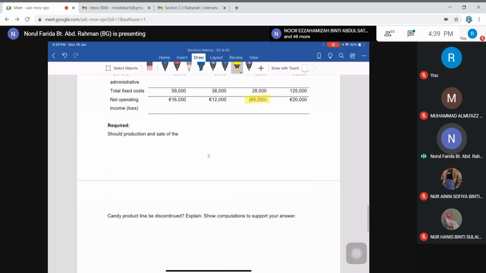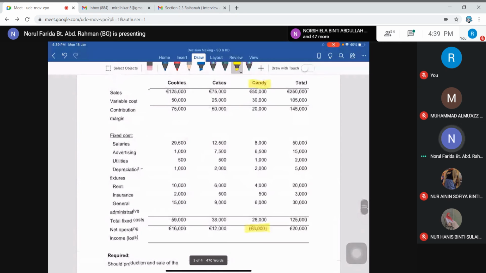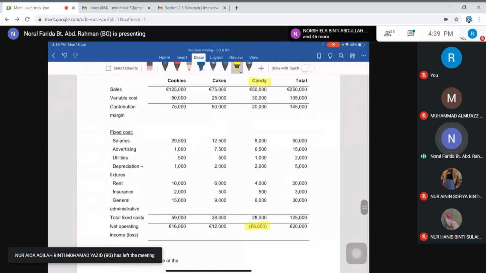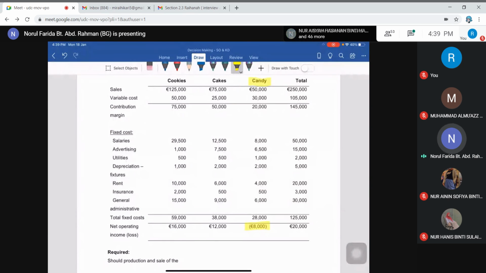Okay, should the company and the sale of the candy product line be discontinued, maksudnya nak drop, discontinued adalah drop. Explain, show computation to support your answer. Okay, so now kalau tengok macam ni je, okay, beranggapan yang you tak ada ilmu costing ni, tak ada ilmu decision making ni, you akan kata kita drop je lah candy ni, tak payahlah buat sebabnya dia rugi, susah hati kita. Macam mana kita nak untung kalau dia asyik rugi je?